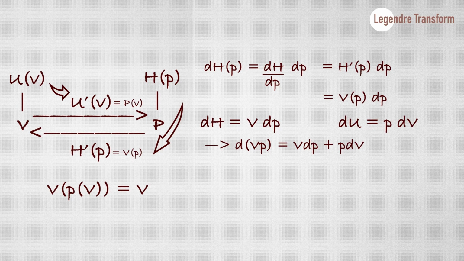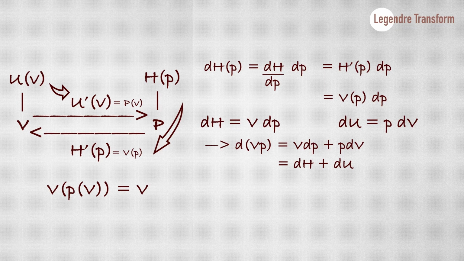It's the same idea, that you can see that the change of a product would be the equivalent to fixing one of the variables and changing one, plus fixing the second one and changing the first one. So d(VP) is equal to V dP plus P dV, right? So why is this so great? Well, we see that V dP here is the same, and P dV is this one. And so we can rewrite this in terms of H and U. So we have this is dH plus dU.